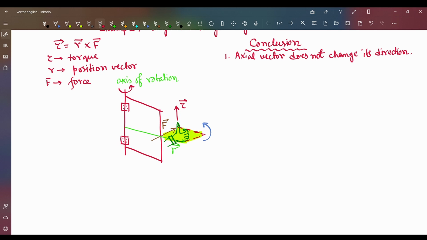So we can conclude that axial vector is the cross product of two polar vectors. Here torque is axial vector, this is the cross product of position vector and force. I think you get a clear idea about polar and axial vector.